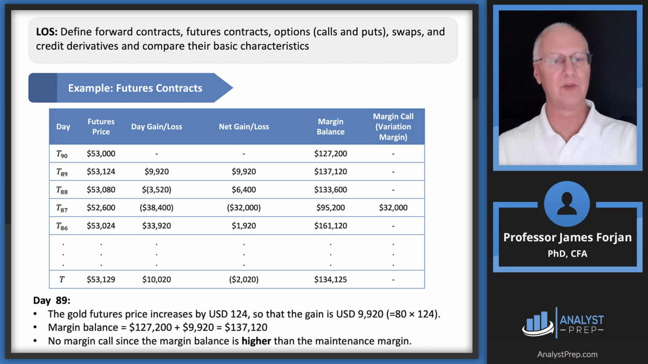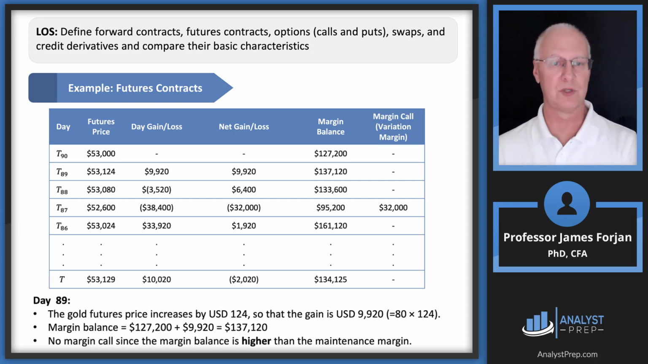So we took the long position. We benefited if prices rose. So they went from 53 up to 53,124. So this is great stuff, right? How easy is this, right? You bet that the price goes up, and then the price goes up. Boom, you win $9,920. So look in that not the far right column, but the second far right column. Notice our margin balance is 137,120.